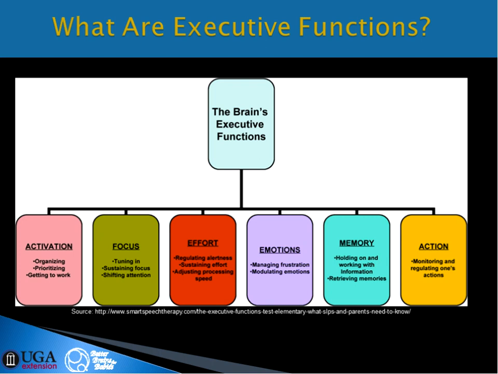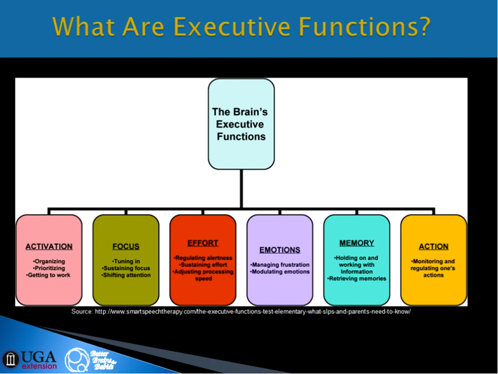Memory is also important, and particularly what we call working memory: the ability to keep things in mind, to compare multiple pieces of information, to work with that information, and then also to retrieve stored memories so that you can juggle multiple tasks, remember instructions, and so on. And then action: the ability to monitor how you are doing, what progress you are making, what action is next, what steps you need to follow, and so on.